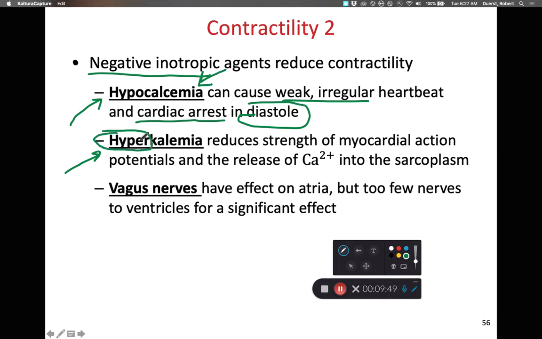We can also have hyperkalemia. Hyperkalemia is excessive amounts of potassium. If we have excessive potassium levels, we are going to reduce the strength of myocardial contraction because we are going to have weaker action potentials on those cardiomyocytes. If you don't remember that term, the sarcoplasm is the cytoplasm of a muscle cell, in this case of a cardiomyocyte. Hyperkalemia is rather difficult to detect because potassium ions can diffuse so rapidly throughout a patient, and there are so many potassium leak channels.